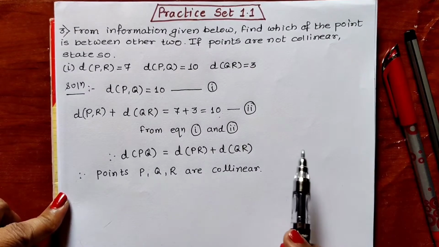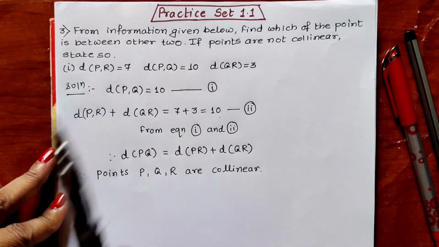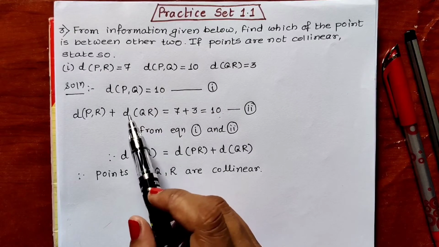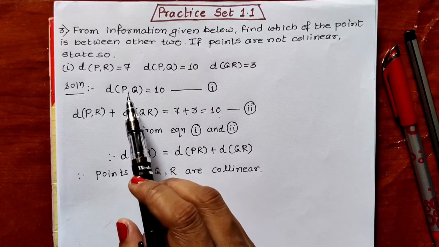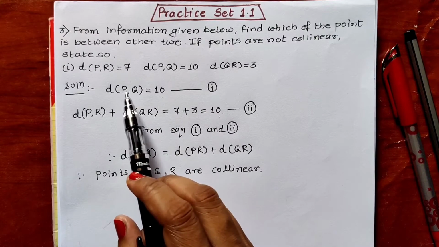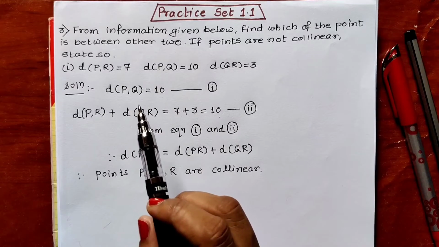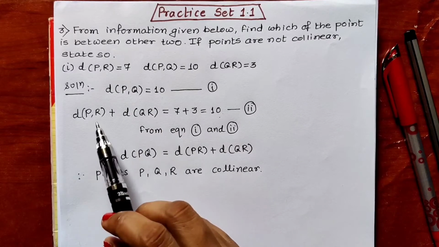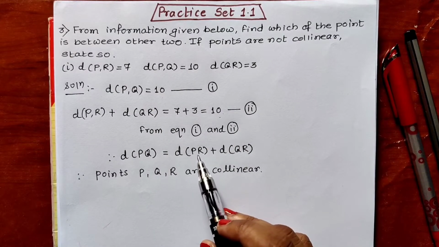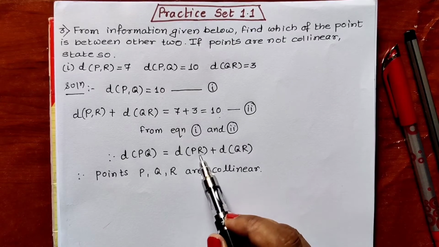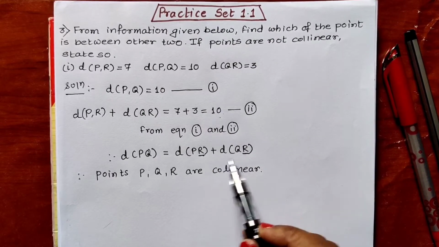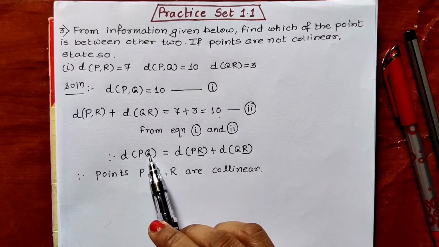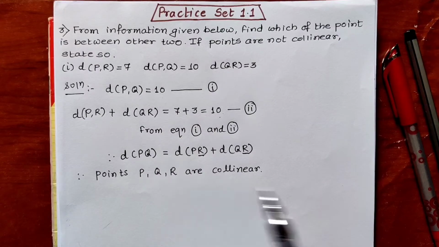Now we have to check which point is between the other 2. So check the greatest distance. The greatest distance is the distance between points P and Q. So point P and Q are the end points, and the point which is in between these 2 points will be the common point. The common point here, in PR and QR, is R. So R is in between P and Q. Point P and point Q will be the end points.